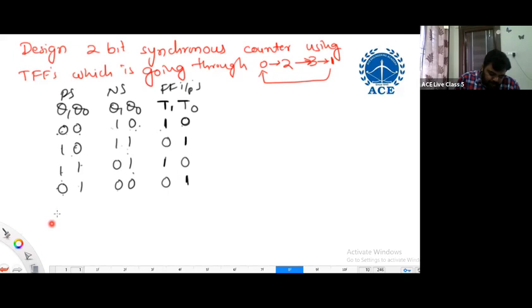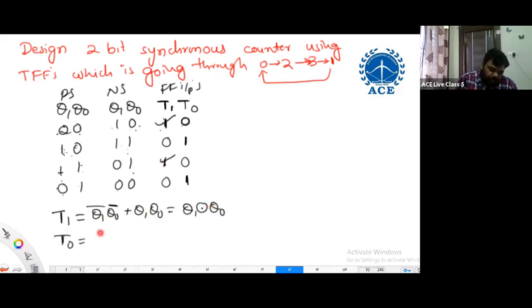Then we need to find expressions for T1 and T0. T1 is 1 for these two. Which combinations of present state? 0, 0 and 1, 1. Check it correctly. These two are ones: 0, 0 combination, 1, 1 combination. Q1 bar Q0 bar plus Q1 Q0, which is Q1 XNOR Q0. What about T0? These two are 1, right? 1, 0 and 0, 1. Q1 Q0 bar plus Q1 bar Q0, which is Q1 XOR Q0.